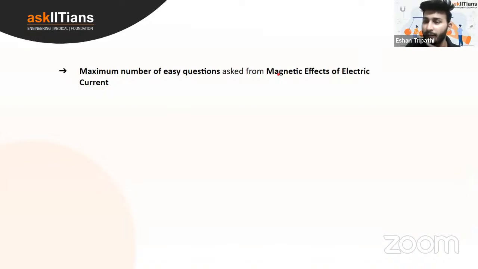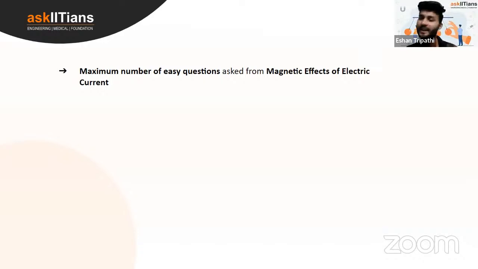magnetic effects of electric current can be a topic we pick up, because all three questions that were asked were easy level questions. We can easily solve those three questions directly if we prepare this one chapter, just the simple concepts. But again, I would remind you, on the basis of just one paper, we cannot decide how next year's paper is going to be. It can certainly give us a certain direction, but it is not a guarantee, guys.